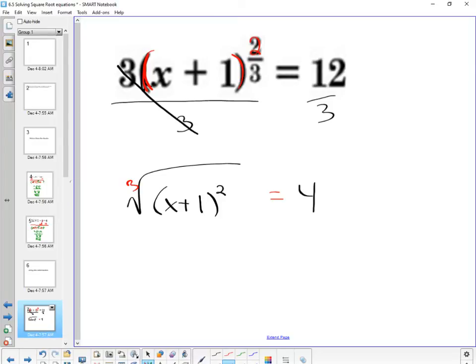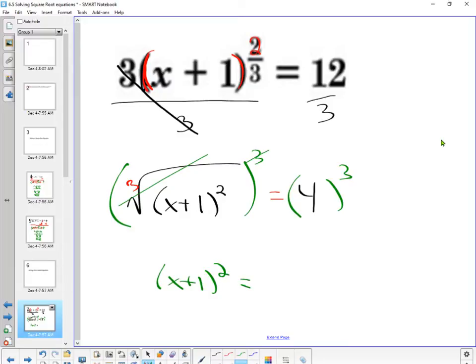All right, so at this point, I have a cube root this time. Do I still want to square it? No. What do I want to do? I want to cube both sides. So I'm going to take this to the 3rd and this to the 3rd. Okay? That's going to make these cancel out. And I'm going to get x plus 1, quantity squared, is 16 times 4, 64? 64? What is it? 64? Okay?